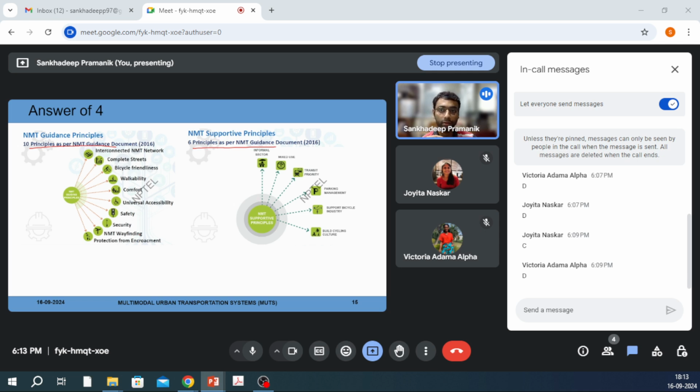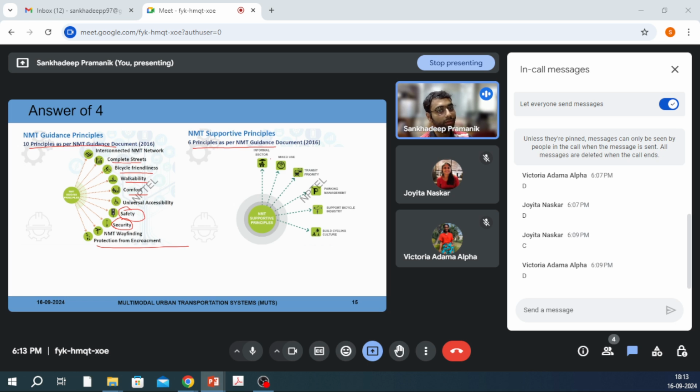So it should be a complete street, it should be bicycle friendly, walkability should be good, and comfort and safety is one of the important aspects, safety and security. Also NMT wayfinding is required for developing a non-motorized transportation system, and protection from encroachment is very much essential.